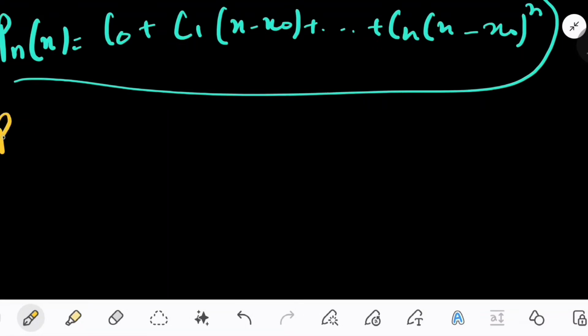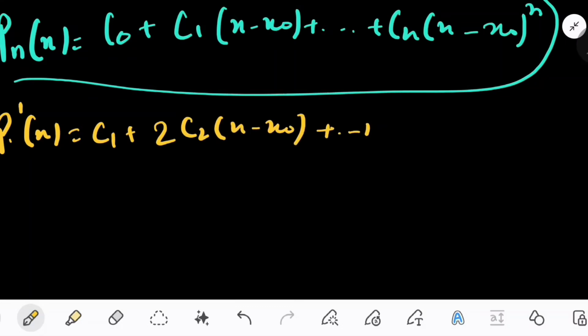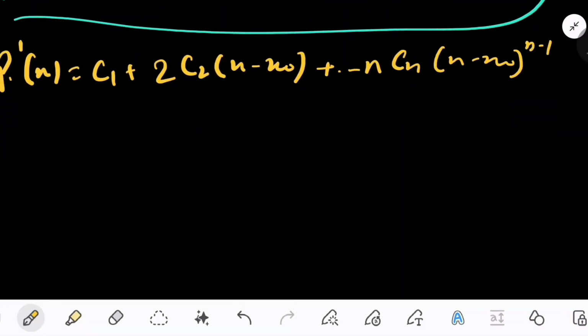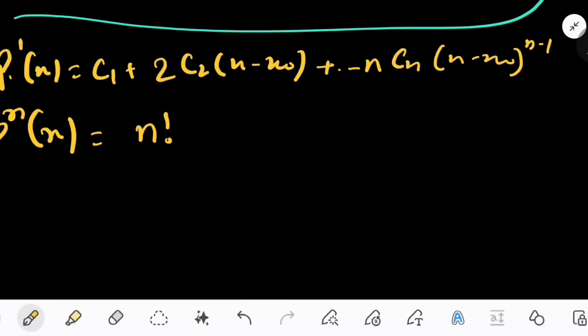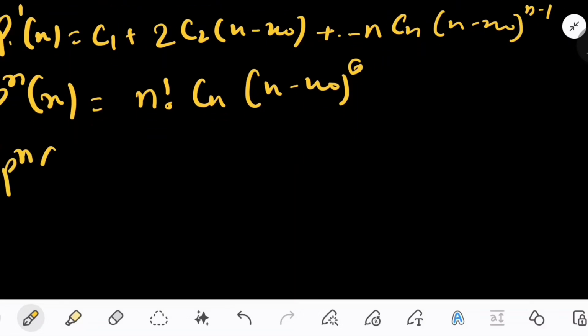Let's take the derivative of P of x. You get, I am not writing n right now because it takes lots of space, c1 plus 2 c2 into x minus x naught, till n cn into x minus x naught to the power n minus 1, right? And notice that if you take the nth derivative, you get n factorial, since you get n into n minus 1 into n minus 2 until 3 into 2 into 1, right? n factorial into x minus x naught to the power 0, right? So you get the nth derivative of Pn of x is equal to n factorial into Cn, right?